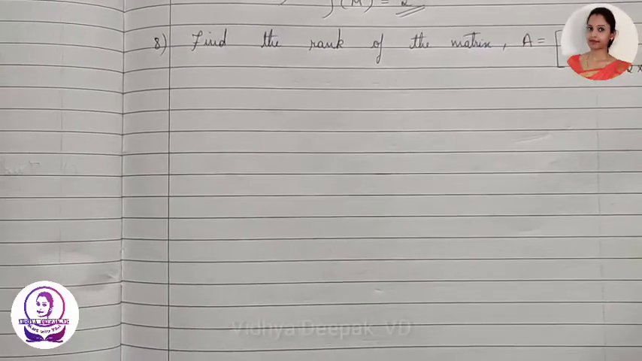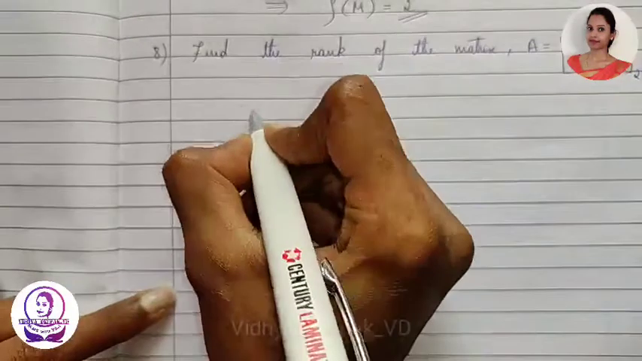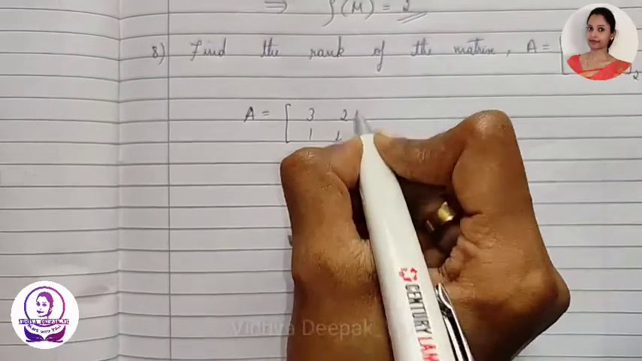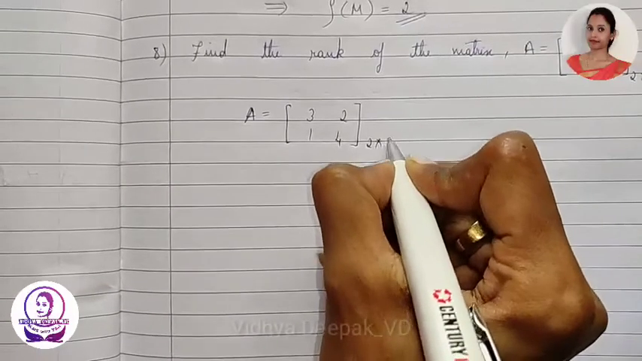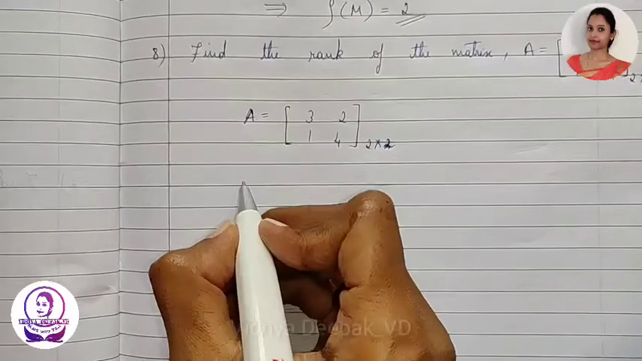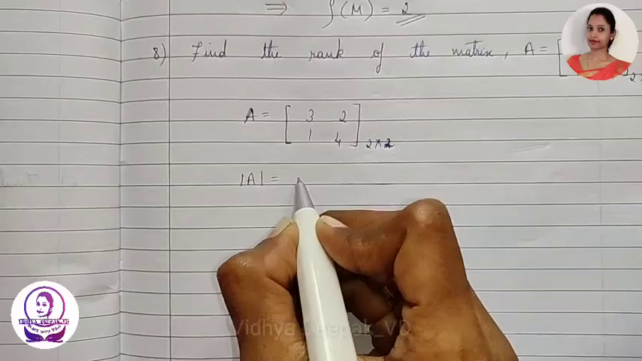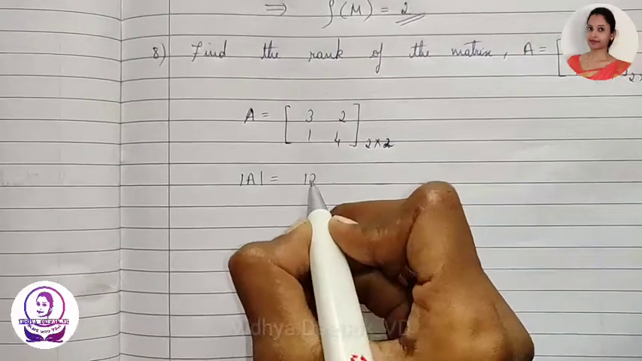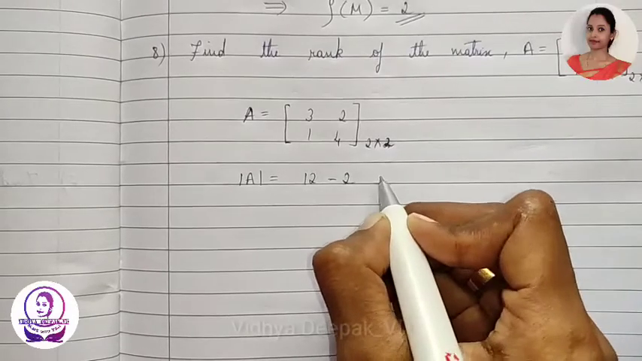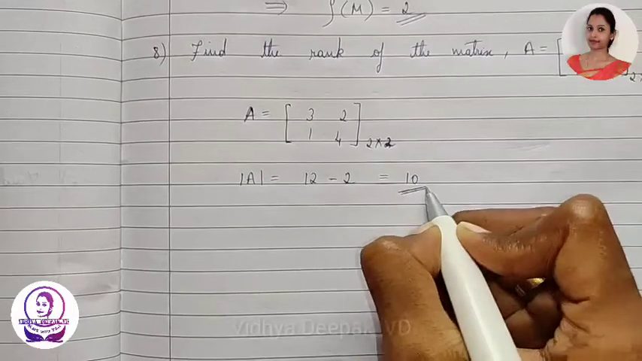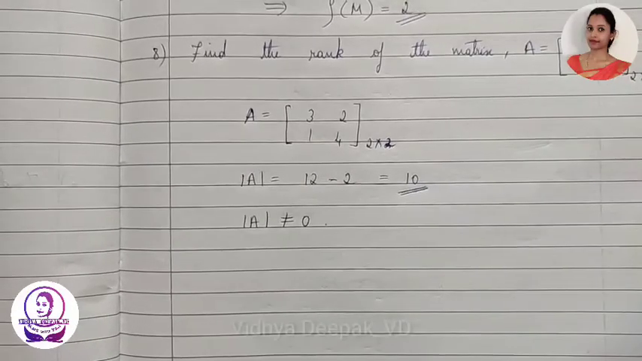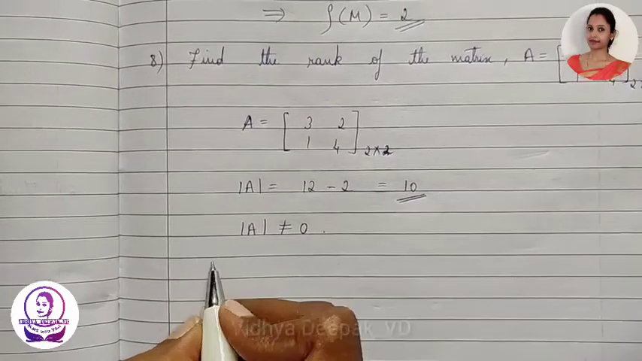Let's check out one more problem of this type. We have the given matrix to be 3, 2, 1, 4, which is a 2 cross 2 matrix. Now first we have to find determinant of A, that is nothing but 3 4s are 12 minus 1 2s are 2. That is 12 minus 2, which is 10. So we know that determinant of A is not equal to 0.